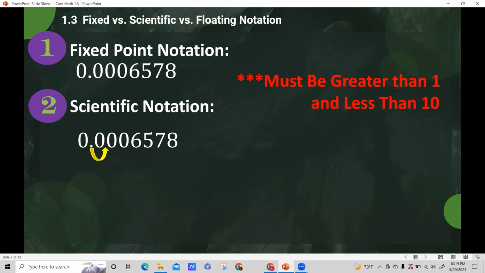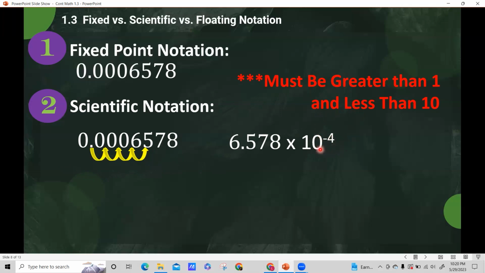So we are going to move this 1, 2, 3, 4 times, which would give me a point where I am greater than 1. So I am at 6.578. Now, here's where things are a little different. This is now going to be 10 to the negative 4th. Now, why is this a negative 4? Well, it turns out this is a negative 4 because I started out with a really small number, and I moved my decimal place to the right. If you are dealing with small numbers, this is always going to be a negative number. So if you're moving your decimal place to the right, then this is going to be a negative number.